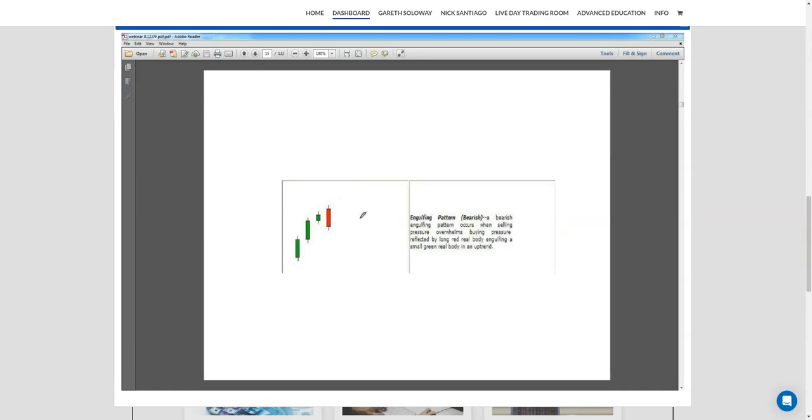Now, here's the engulfing pattern. How many of you have ever read about this in the candlestick books? How many of you have followed it from the candlestick books? All right, a ton of you. Excellent.